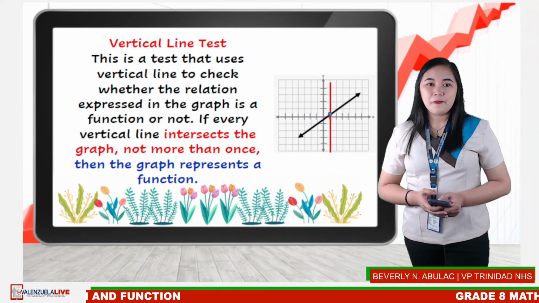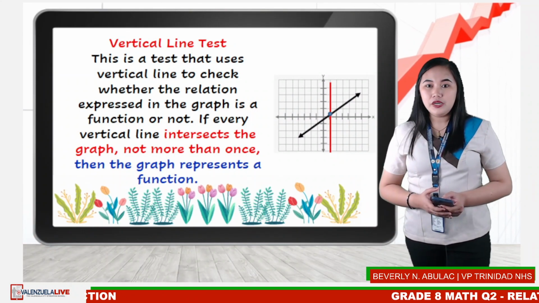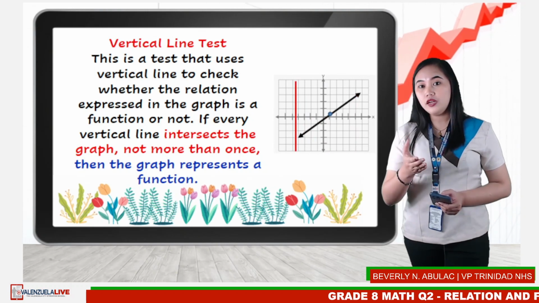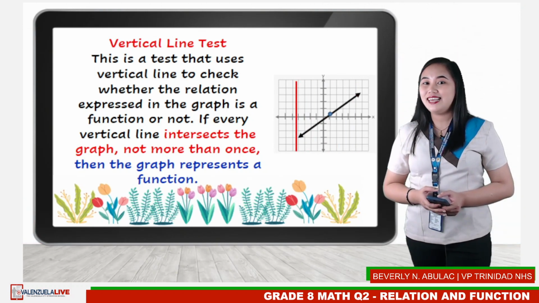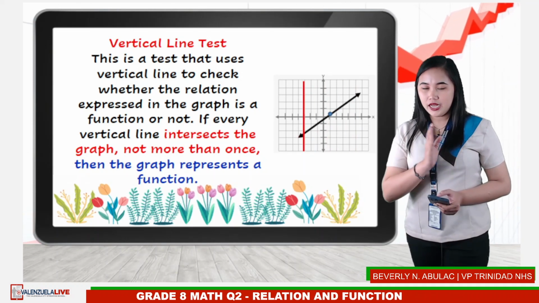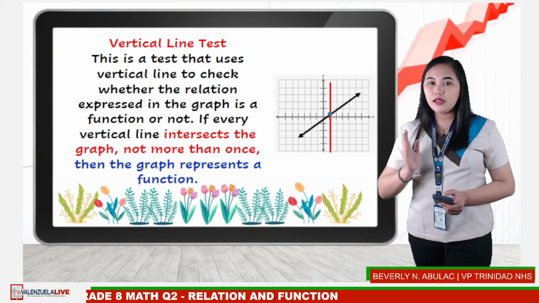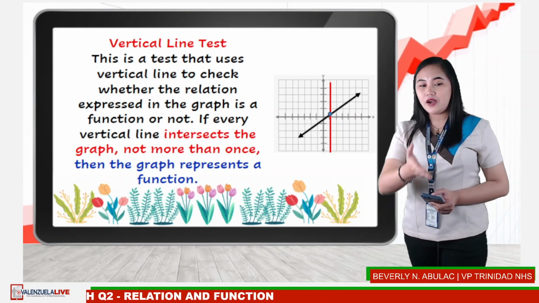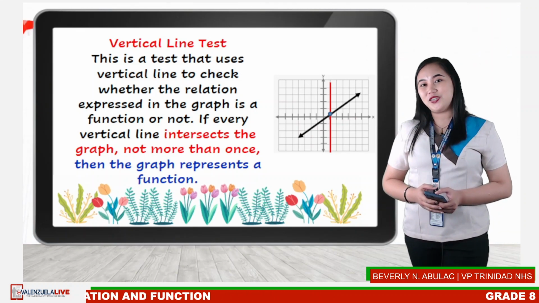Vertical line test. This is a test that uses a vertical line to check whether the relation expressed in the graph is a function or not. If every vertical line intersects the graph not more than once, then the graph represents a function.